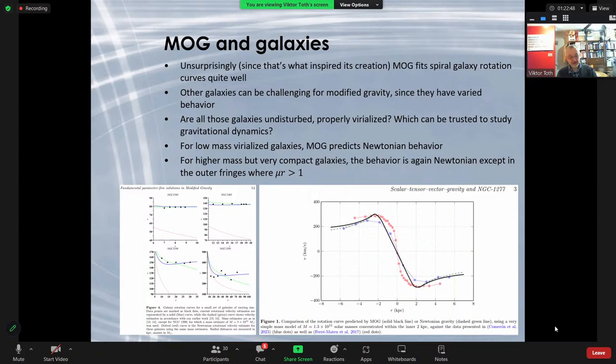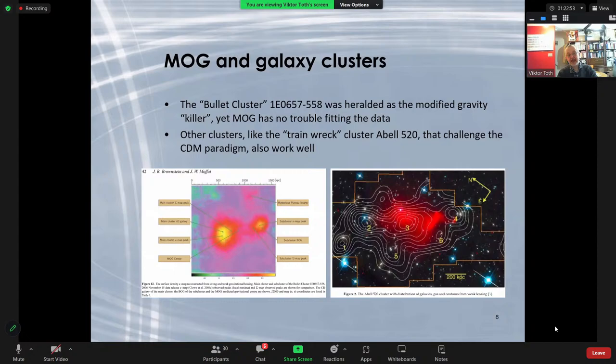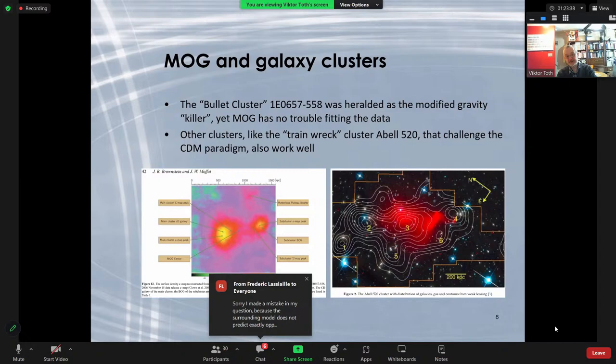Moving on, beyond galaxies, there is galaxy clusters. And of course, one of the big challenges for modified gravity was the bullet cluster, and the idea that we have a separation of gas, dark matter, and stellar matter in ways that is supposedly hard to explain for a modified gravity theory. But then again, there was also Abell 520, which seemed to prove the opposite. Now, John Moffat and his student Joel Brownstein did a study back in the mid-2000s where they showed that the way the MOG repulsive acceleration kicks in, it is actually consistent with the lensing map of the bullet cluster. And later we also did another study where we showed that Abell 520 is also consistent with the MOG prediction.